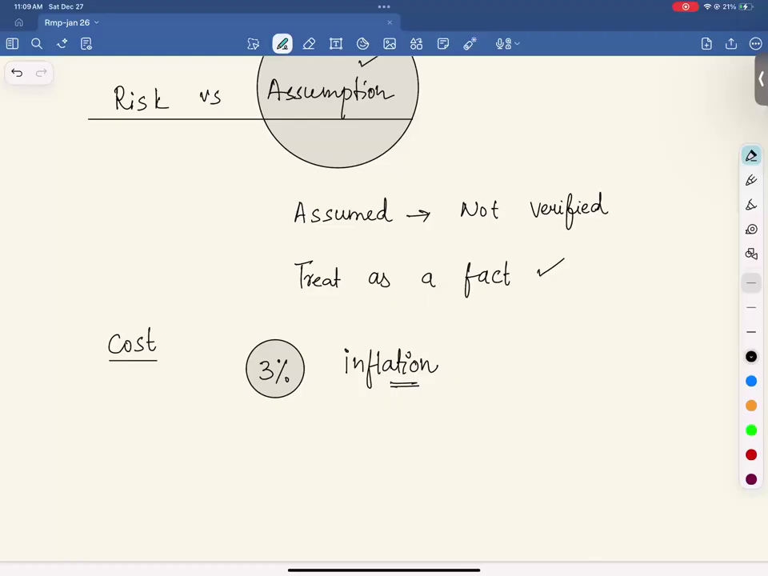See, treatment of an assumption and a risk is different. If I'm saying PMI will take 5 days to approve your application versus PMI may take 5 days to approve your application, your actions in both situations would be different. Ahmad, you understand? Understood. Right?